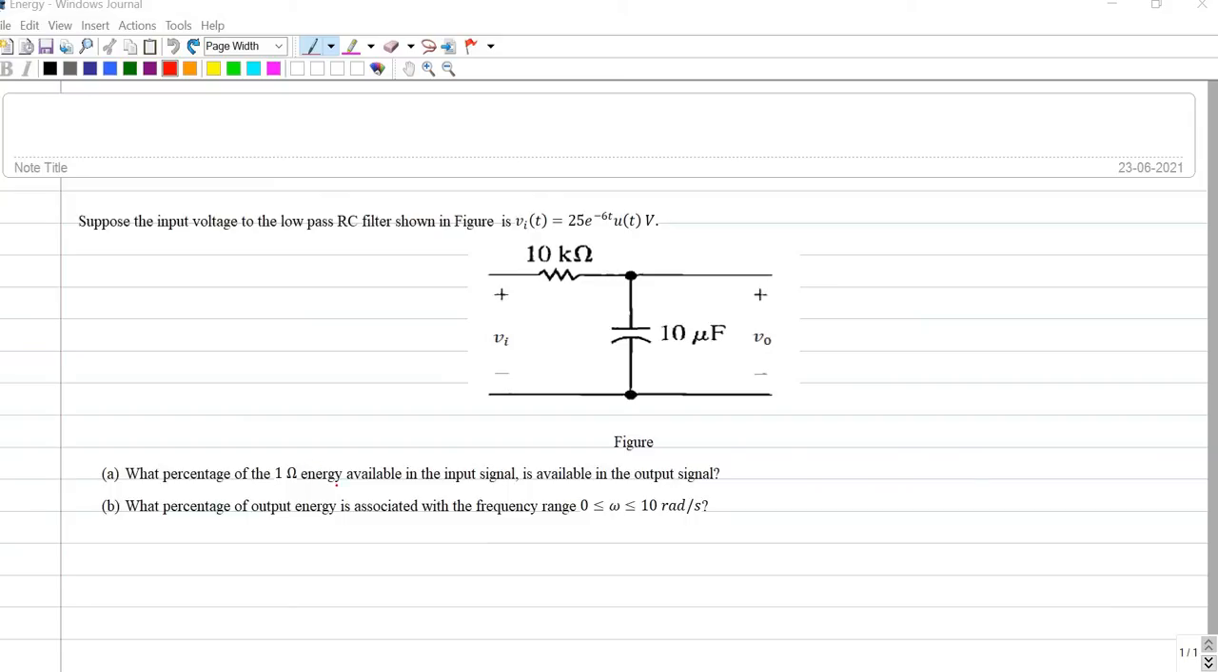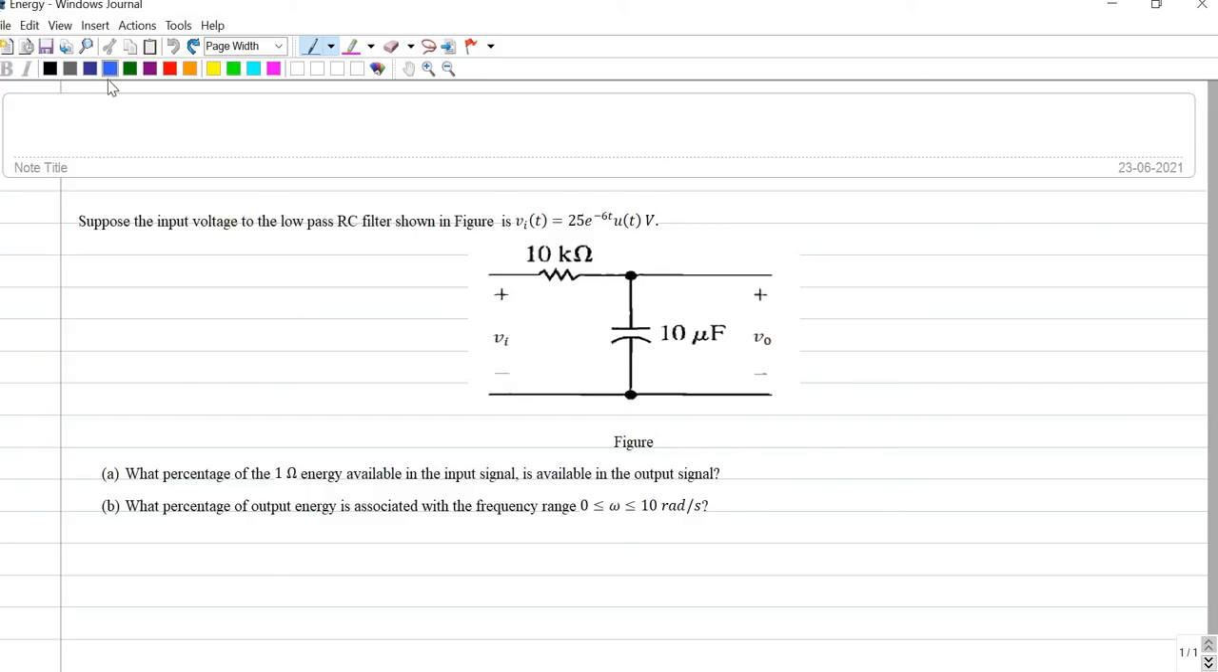So the first question is, what percentage of the 1 ohm energy available in the input signal is available in the output signal. So we need to find out the ratio. We need to calculate the energy content of the output signal divided by the energy content of the input signal. First we will solve that, then we will go for B part of this question.